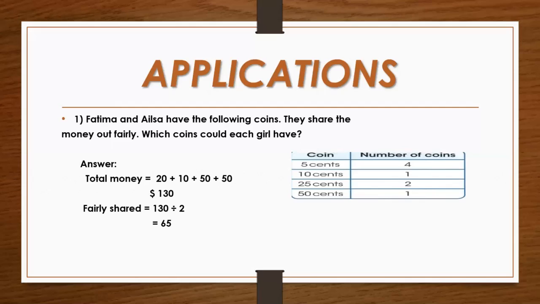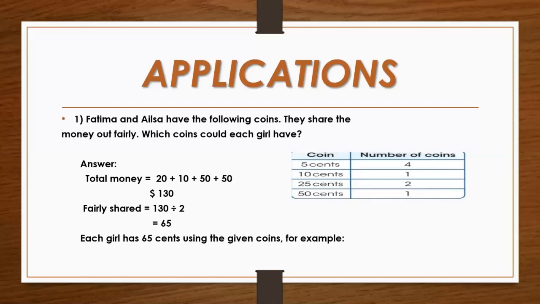That is, Fatima and Elsa both got $65 each. Now from this tabular column, we need to find out which coins could each girl have. So that is, each girl has 65 cents using the given coins. For example, you need to share 65 cents each between both the girls, Fatima and Elsa, with this particular number of coins. Okay, so how I shared is Fatima and Elsa both having $65.